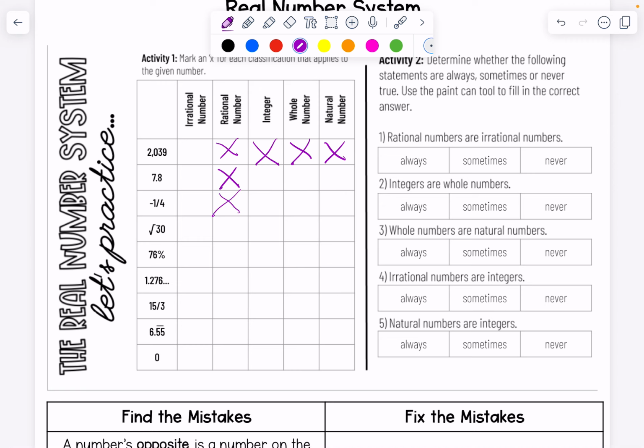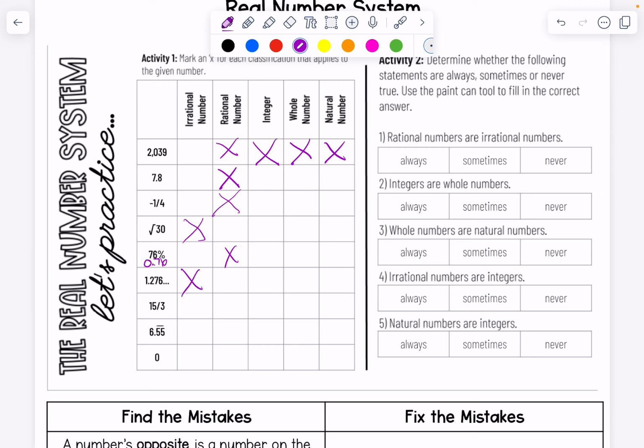-1/4 is a rational number. Square root of 30, that's a non-perfect square, so that's irrational. 76%, that would be equivalent to 76 hundredths. Okay, so that's a rational number, but again, not an integer, whole number, or natural number. Here, 1.276, dot, dot, dot. There's no pattern. It's not repeating. It's irrational.